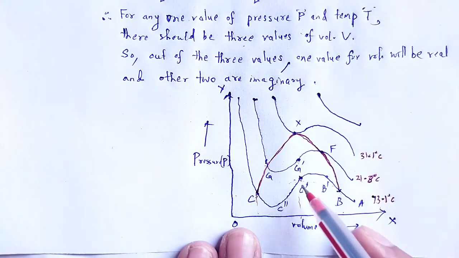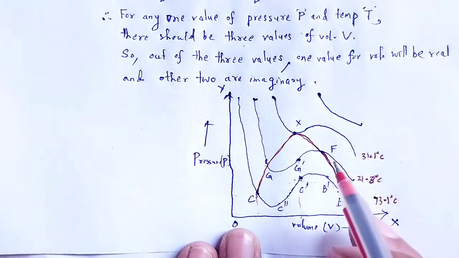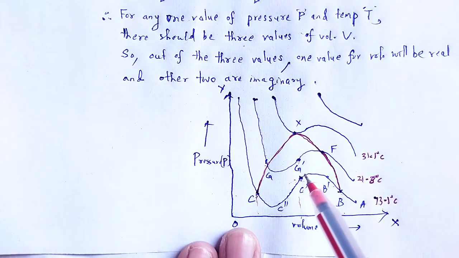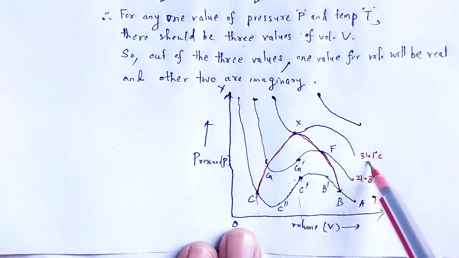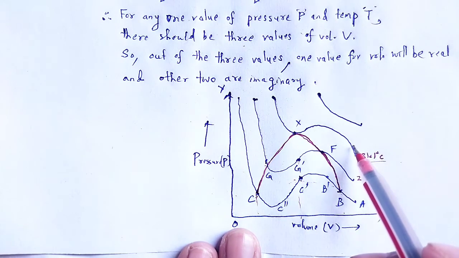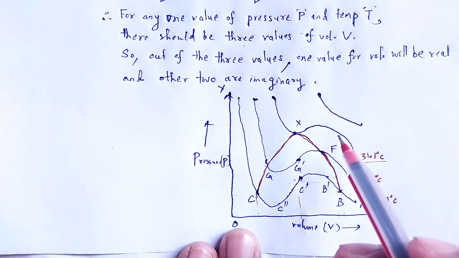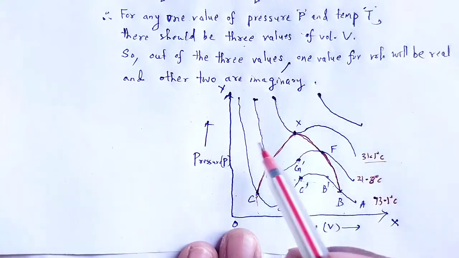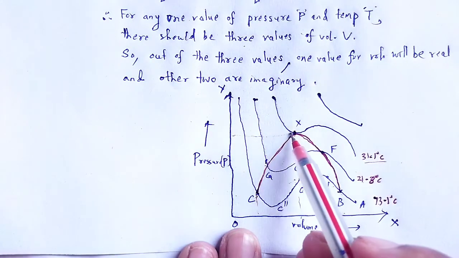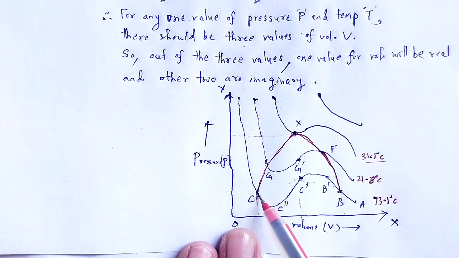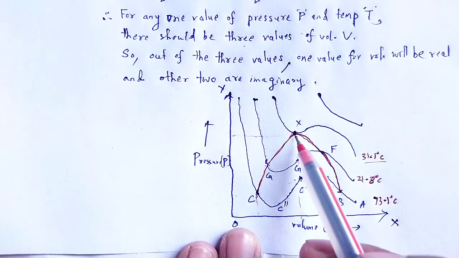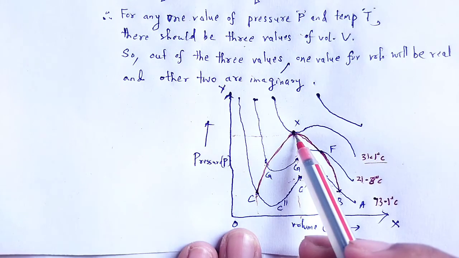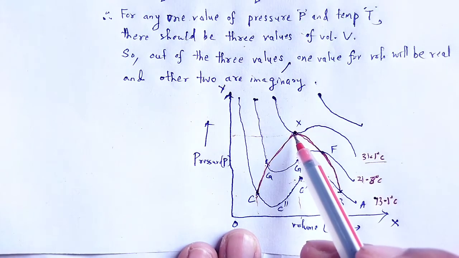At a certain temperature, let us say 31.1 degree Celsius, the 3 values of volume become identical as shown at point X in the figure. At a particular pressure, we get 1 value of volume, meaning all 3 values of volumes are identical at that point C, which is the critical point.